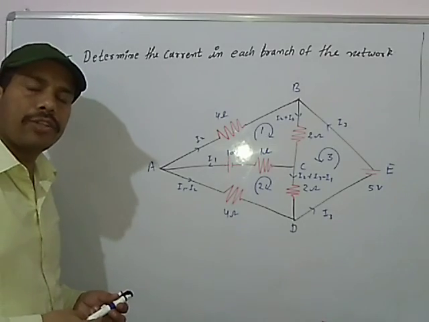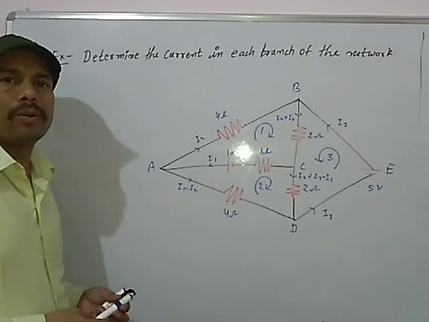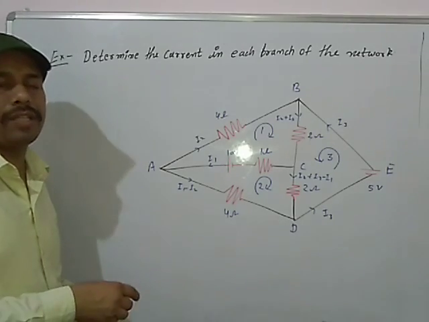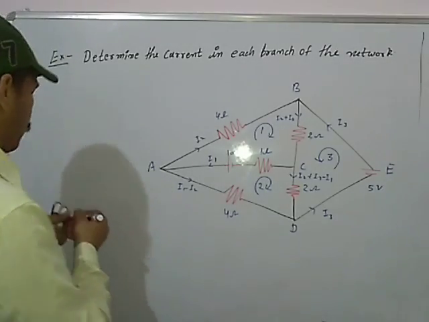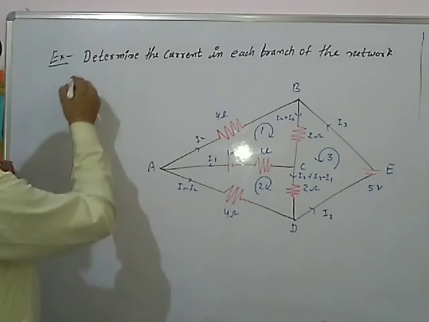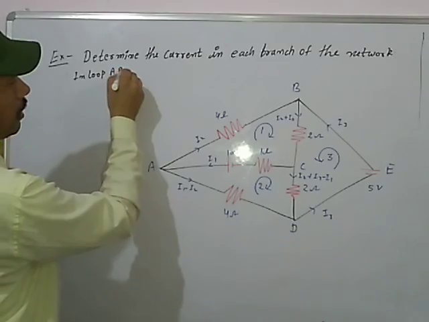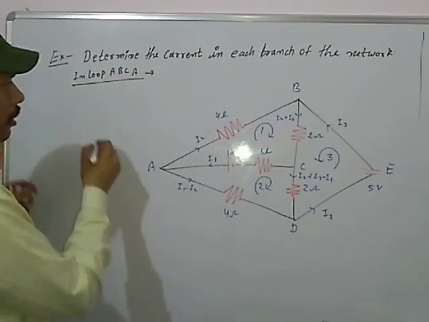After applying the Kirchhoff rule in these three loops, we can obtain the value of the currents I1, I2 and I3 by framing three linear equations of three variables. Now let us start one by one. सबसे पहले हम आते हैं in loop ABCA. In this loop, we are applying the Kirchhoff rule.